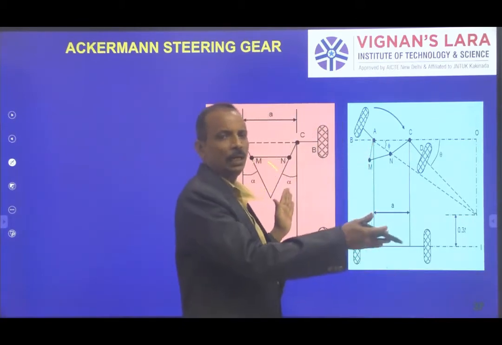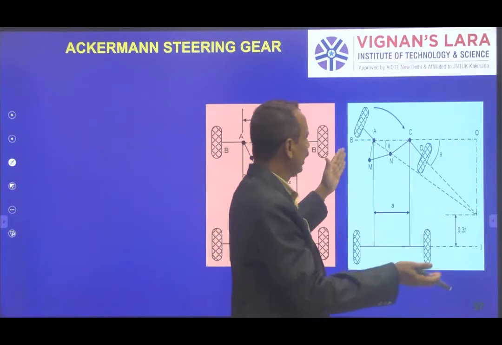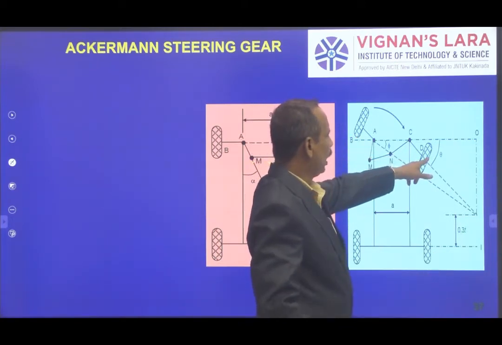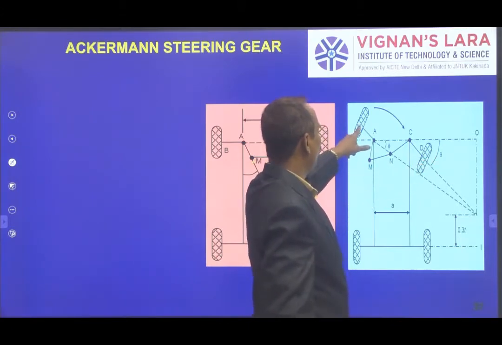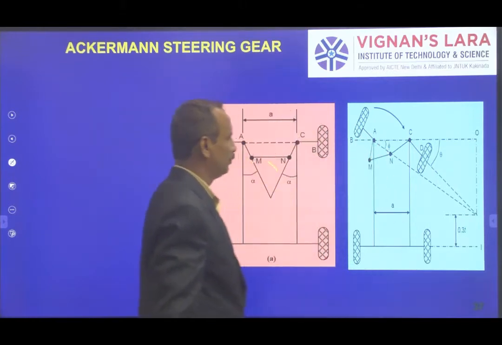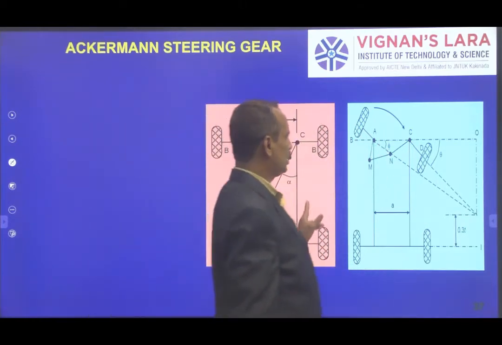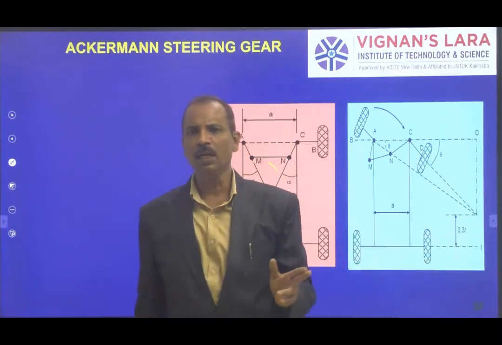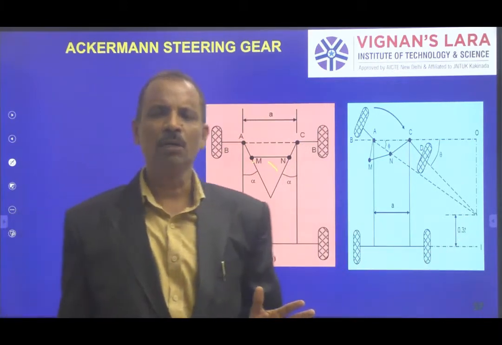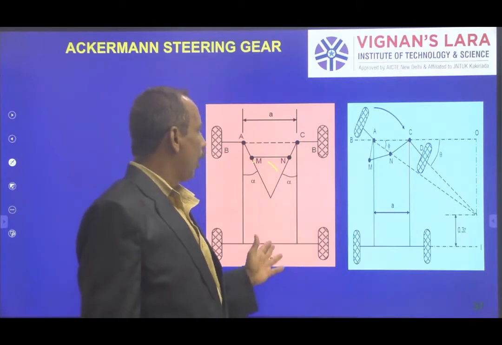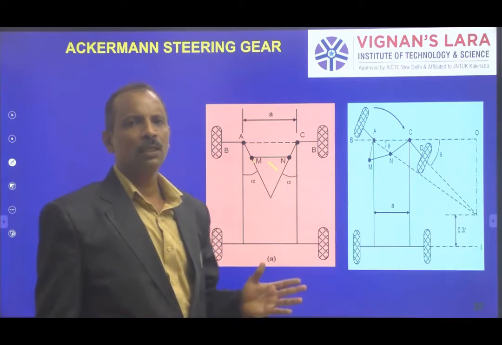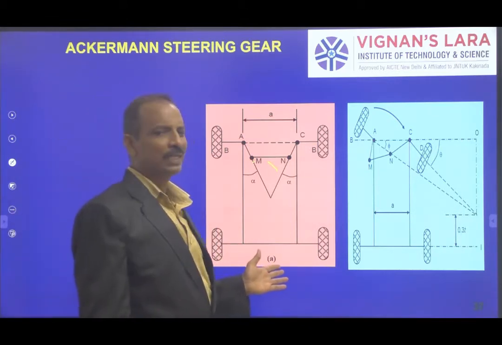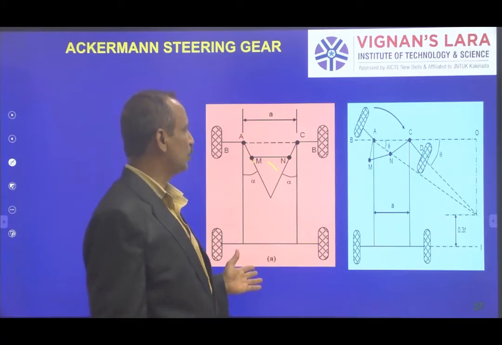So I am taking a right turn, isn't it? The inner wheel of the front wheels makes an angle theta, and the outer wheel makes an angle phi. As per our earlier discussion, when the vehicle is taking a turn, all four wheels should rotate about a common instantaneous center. Then there will not be any skidding, otherwise skidding takes place.